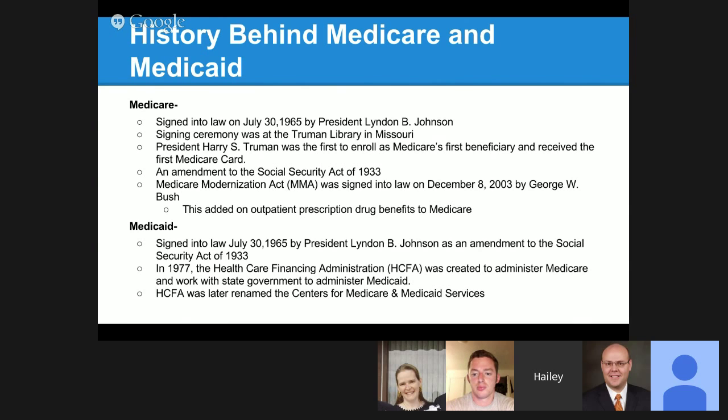This is good to know that in general, it was signed into law by President Johnson in 1965. And that's kind of a key date and a key person to know that that's when this all started. And it started small, right? It started with just certain beneficiaries, and you've listed some of these amendments.